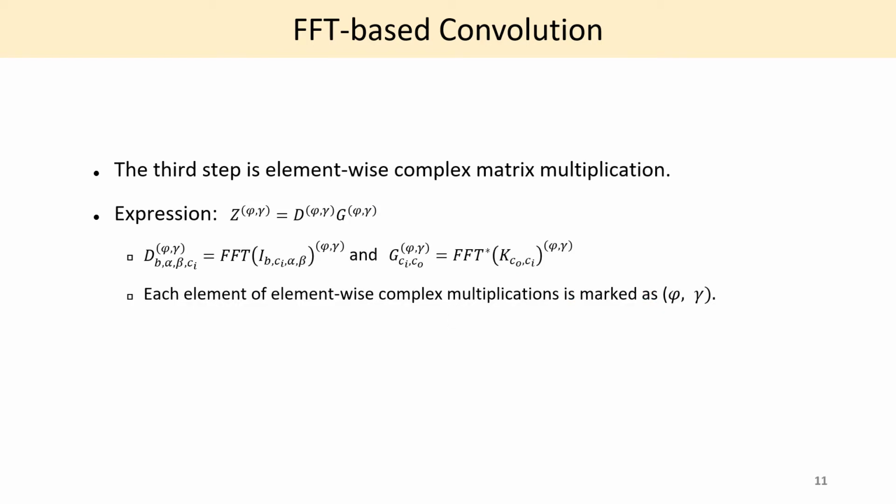The third step in FFT-based convolution is element-wise complex matrix multiplication. This expression is the calculation process of it. Each element of the element-wise multiplication is labeled as phi and gamma.